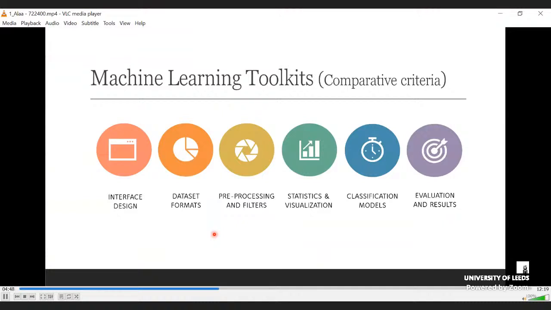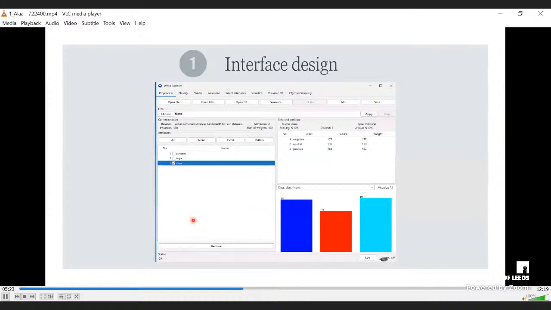To compare these toolkits, we will go over six points or criteria by describing the use case for text analytics. We'll start with the interface design for each one, and then see the dataset format accepted by each toolkit and the pre-processing that needs to be applied. We will visualize some statistics, see which classification model is suitable for this case, and then present the evaluation or results.